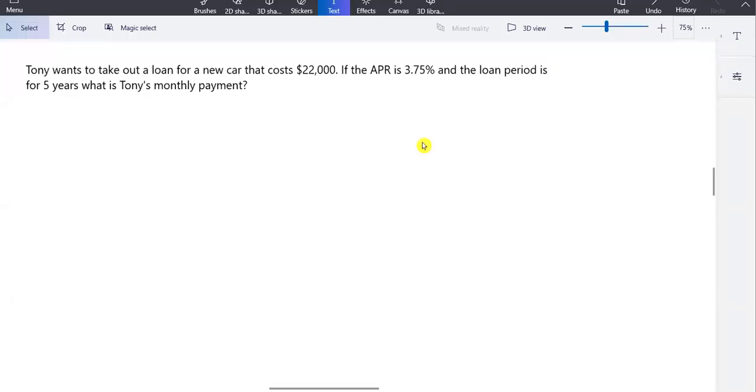Tony wants to take out a loan for a new car that costs $22,000. If the APR is 3.75% and the loan period is for 5 years, what is Tony's monthly payment? So we're dealing with a loan here.